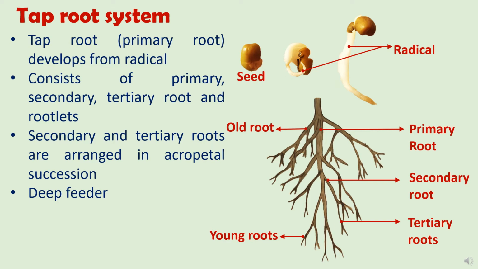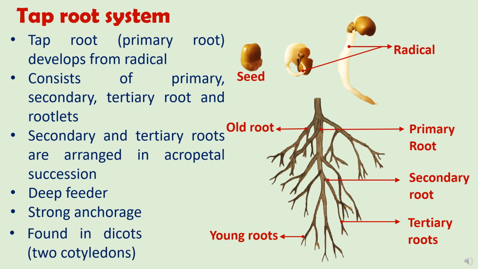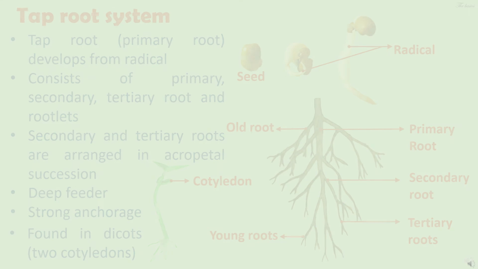So, because of extensive branching and the deep primary root system, taproots provide strong anchorage to the plants. And such type of roots are found in dicots. Dicots are the plants which have two cotyledons or two seed leaves. These cotyledons are the first two leaves of the plant, and their main function is to protect the young seedling or the plumule between them in the embryo stage.